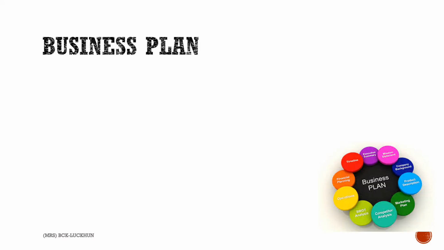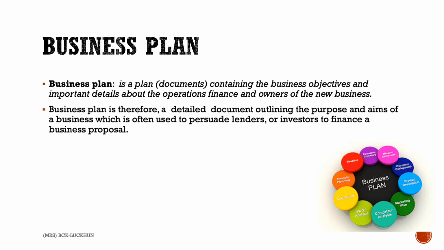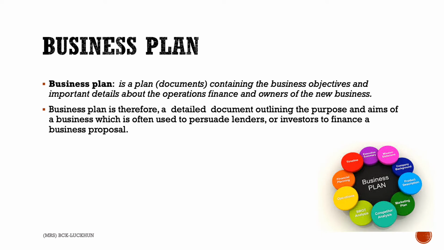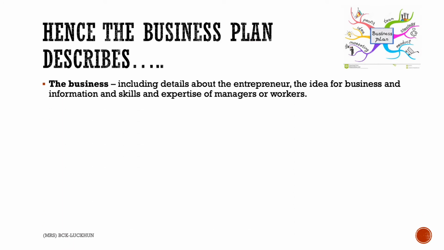Now we move on to business plan. What is a business plan? So a business plan is a document which contains the business objectives and important details about the operations, finance and owners of the new business. A business plan is therefore a detailed document outlining the purpose and aims of a business, which is often used to persuade lenders or investors to finance a business proposal. Businesses should design a business plan. Hence, the business plan describes the business, including all details about the entrepreneur, the ideas for the business and information, the skill and expertise of managers or workers.